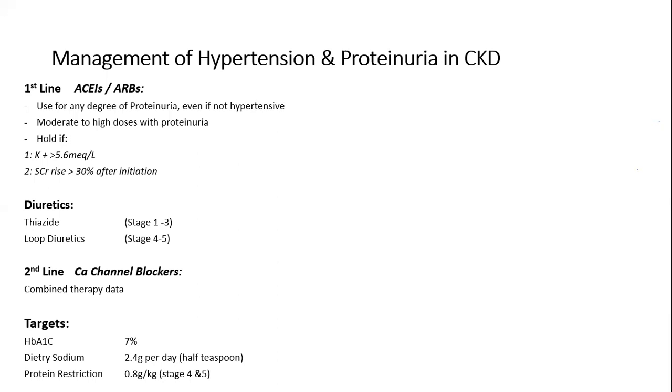And the targets for that are HbA1c 7% or less than 7%, and dietary sodium 2.5 grams per day, which means half a teaspoon or less than half a teaspoon. And protein restriction has been studied also for that.